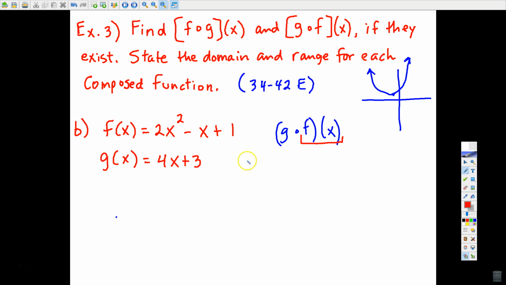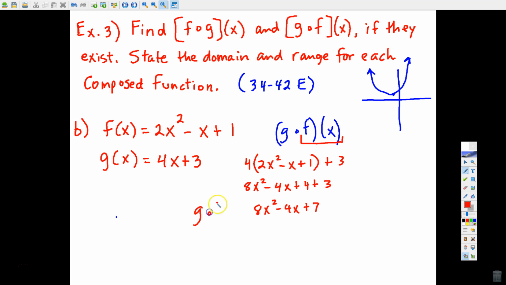G of f of x will be 4 times, and in place of x, I'm putting this whole f function, 2x squared minus x plus 1, plus 3. And now we simplify. 8x squared minus 4x plus 4, bring down plus 3. And then finally, 8x squared minus 4x plus 7. That is our g of f of x composite.